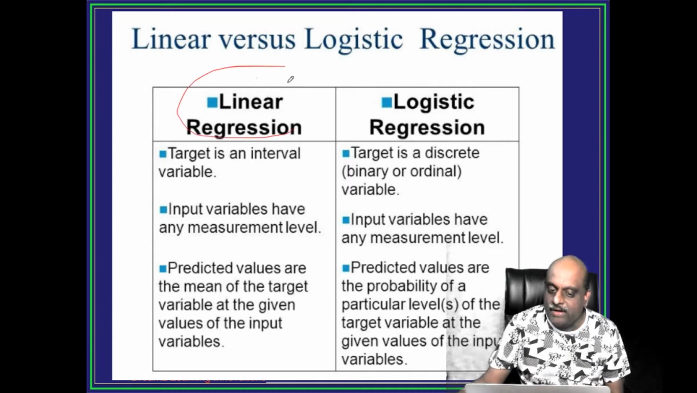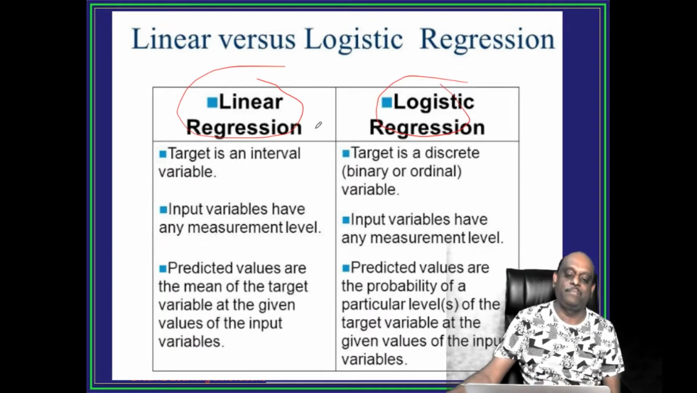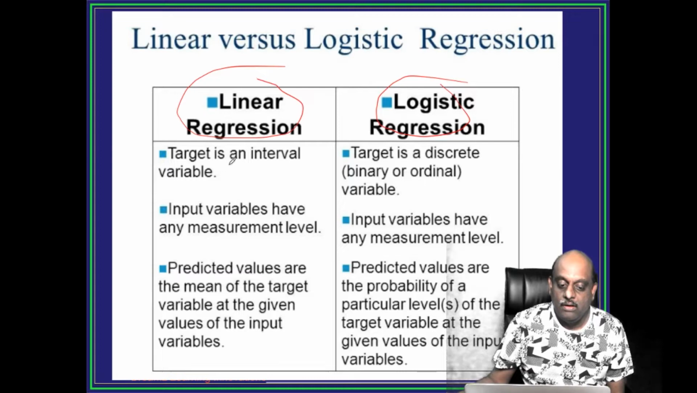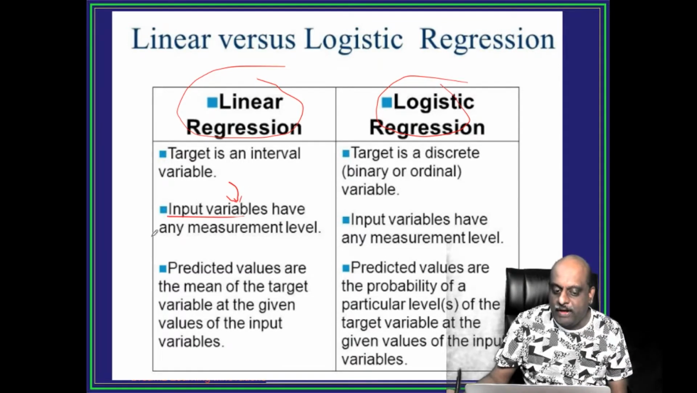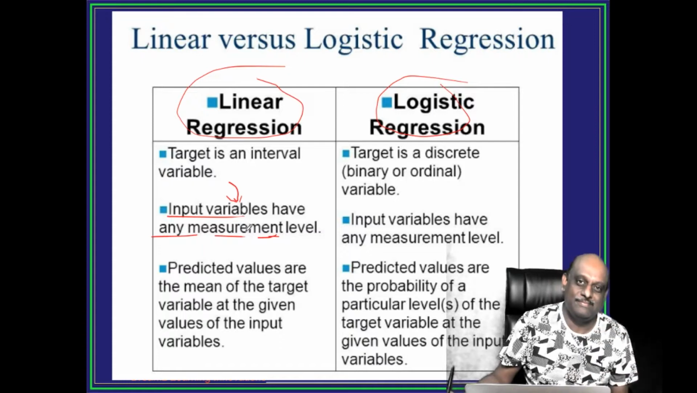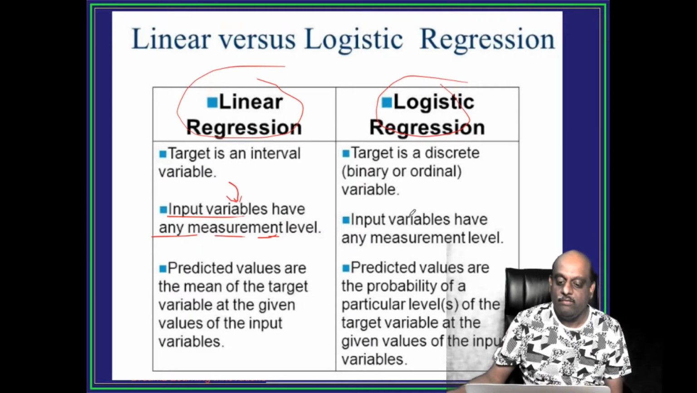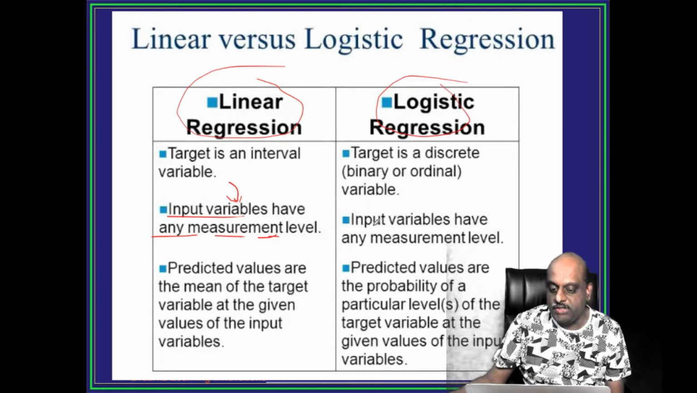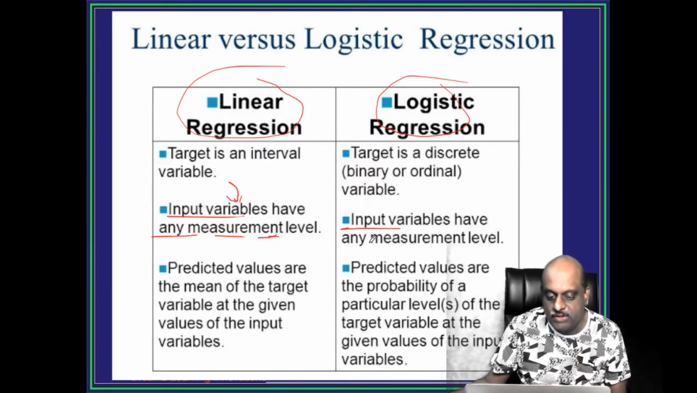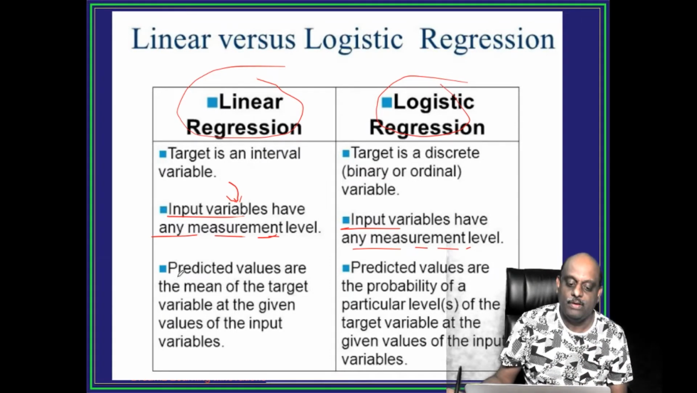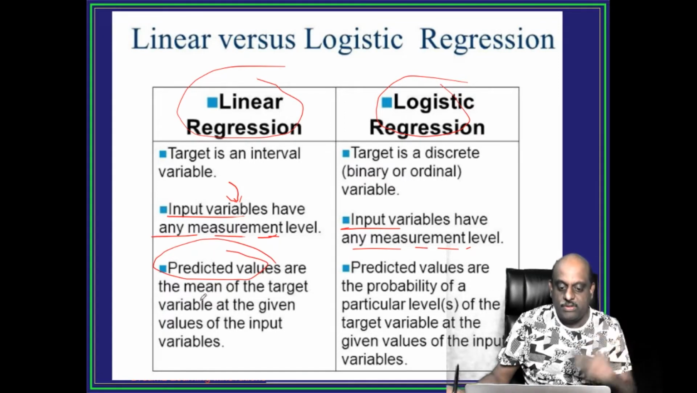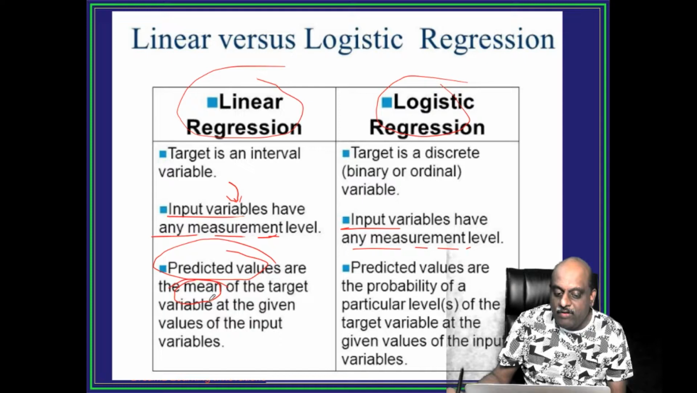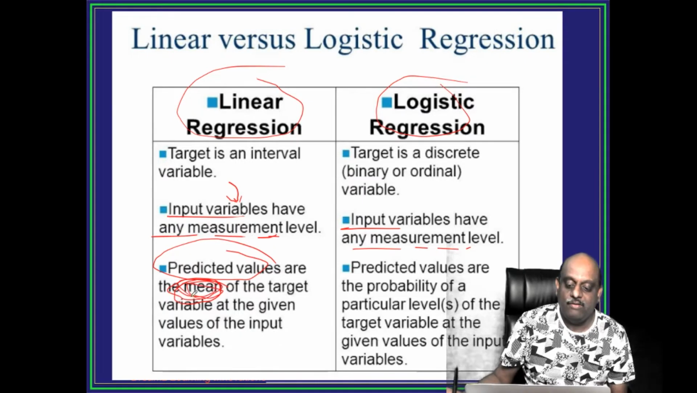So, linear regression versus logistic regression. In linear regression, the input variables have any measurement value. In logistic regression also, the input variables have measurement value. Then the predicted values, the outcomes, typically have a mean value, whereas here you are not calculating the mean.